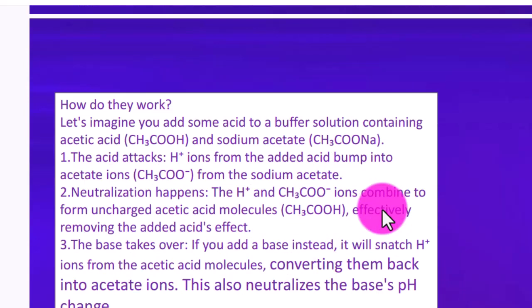How do they work? Let's imagine you add some acid to a buffer solution containing acetic acid and sodium acetate. The acid attacks H+ ions from the added acid, bump into the acetate ion from the sodium acetate. Neutralization happens. The H+ and the CH3COO-, these ions, combine to form uncharged acetic acid molecules.